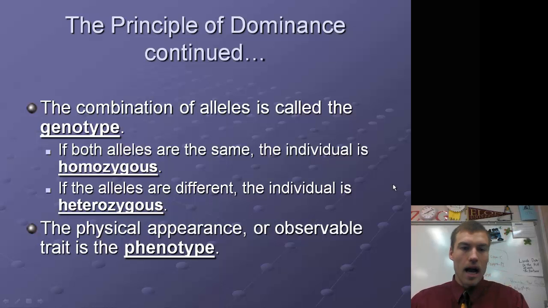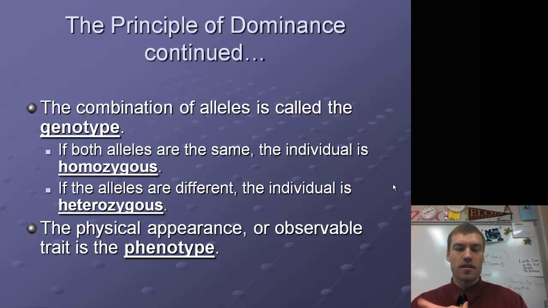Okay, the combination of alleles is called the genotype. So those letters that we were talking about, those are the genotype. That's the genes that you have, okay? If both alleles are the same, then we call that being homozygous. So big T big T and little t little t, those are homozygous, all right? And it would either be homozygous dominant or homozygous recessive based on whether you had the dominant or recessive alleles. If the alleles are different, the individual is considered to be heterozygous, right? So big T, little t would be heterozygous.